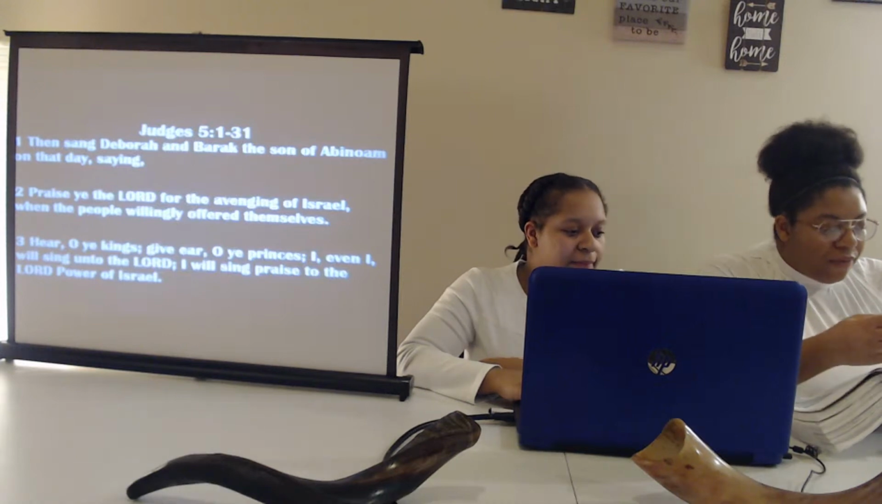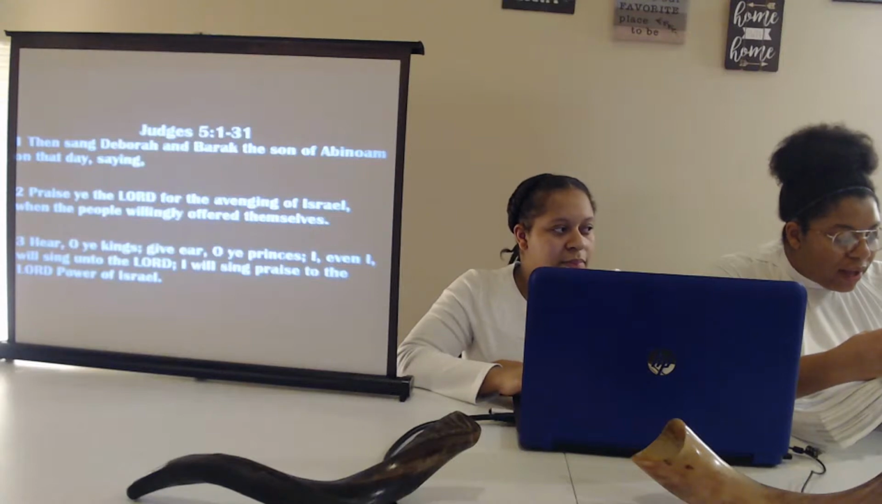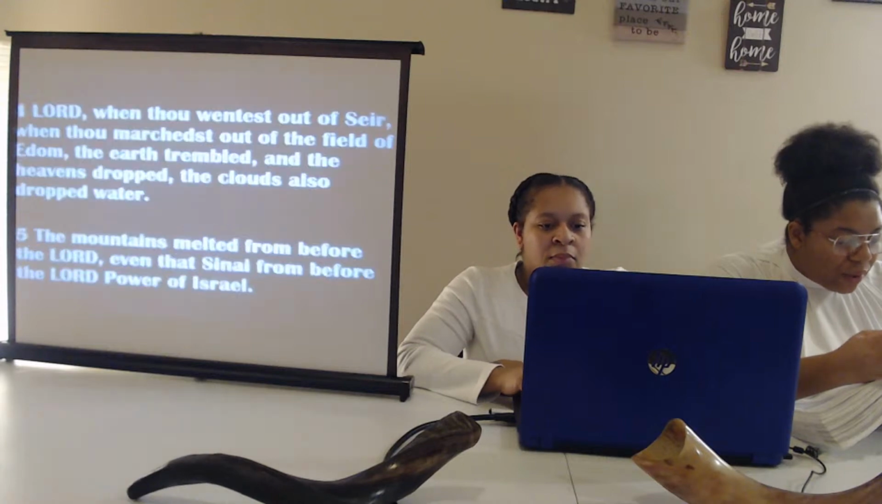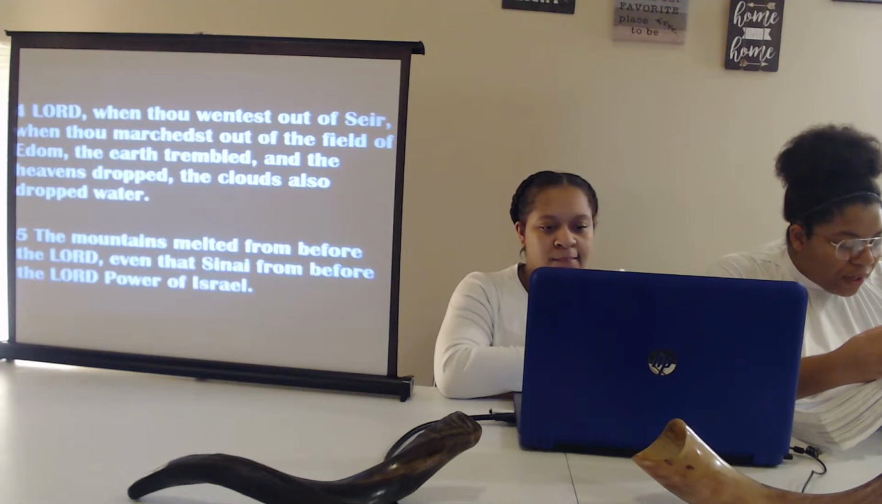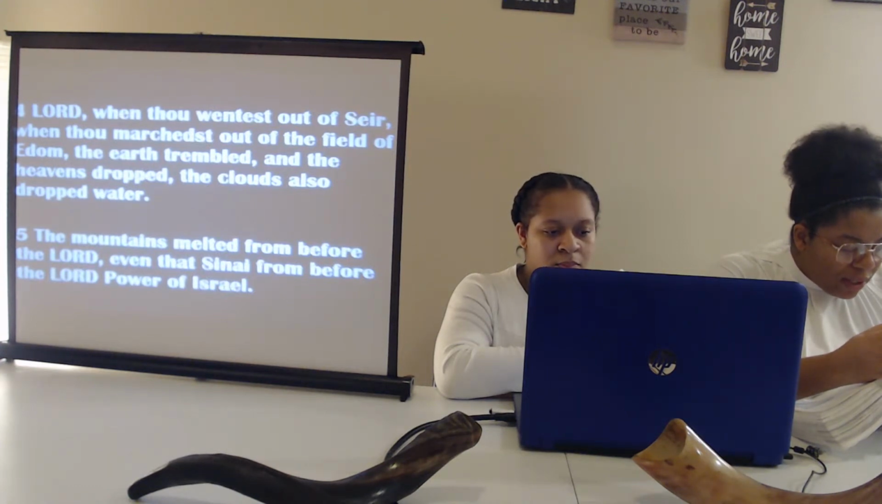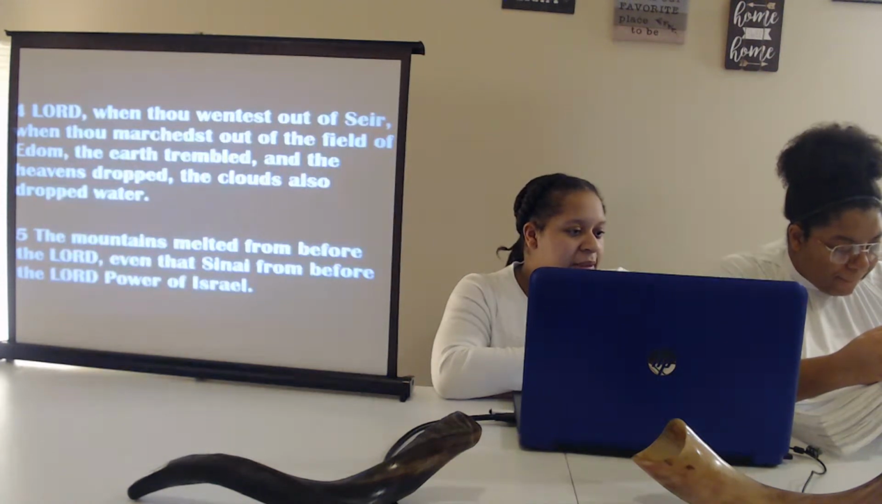Keep going. Verse 3. Hear, O ye kings, give ear, O ye princes. I, even I, will sing unto the Lord. I will sing praise to the Lord, power of Israel. Lord, when thou wentest out of Seir, when thou marchedst out of the field of Edom, the earth trembled, and the heavens dropped, and the clouds also dropped water. The mountains melted from before the Lord, even that Sinai, from before the Lord power of Israel. Okay. So here, she's remembering the Most High's preservation of Israel in the past.